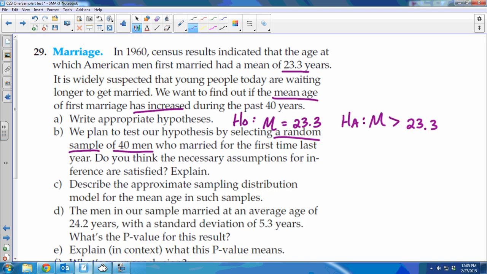Remind me in a second before I give the assignment, I need to go over some things in your calculator.